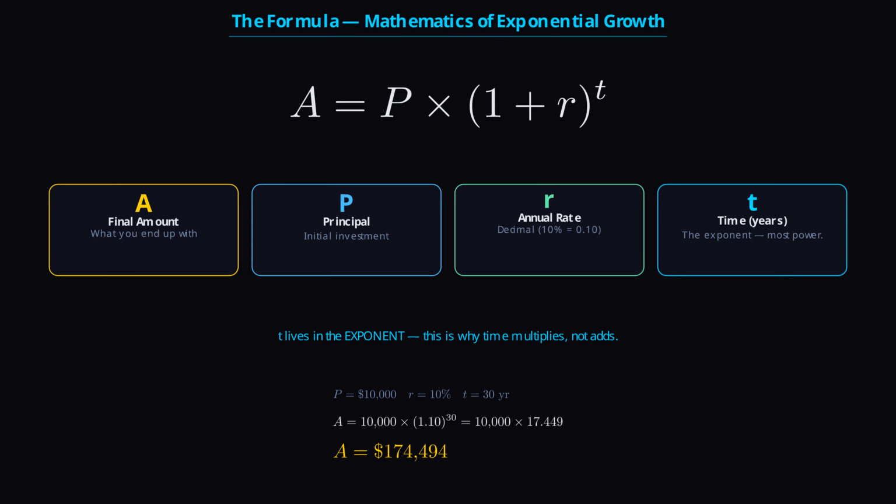In our example, $10,000 at 10% for 30 years. 1.1 raised to the 30 equals 17.4. Multiply that by 10,000. $174,000. The mathematics of compounding is not complicated. What makes it powerful is time.